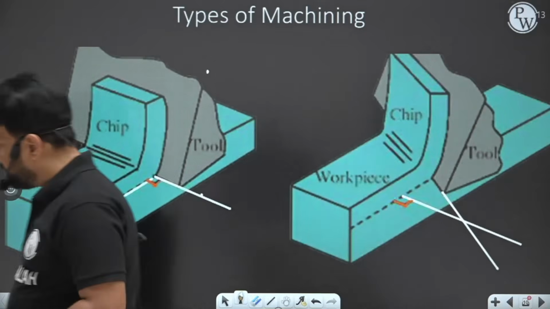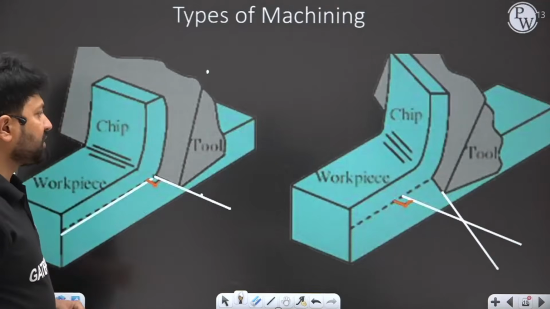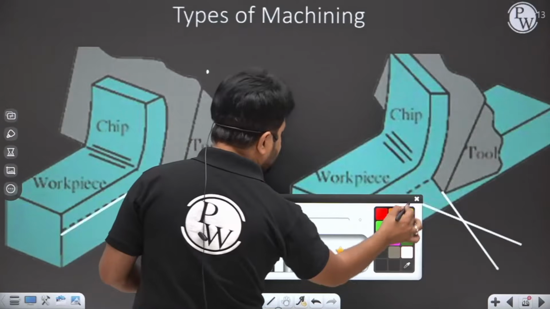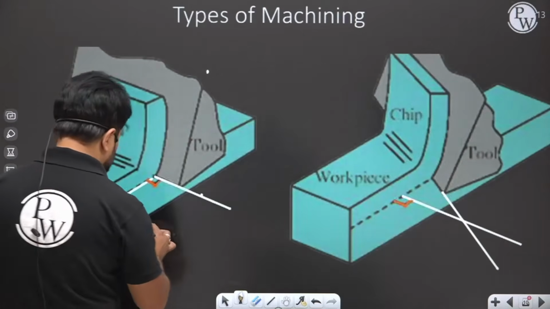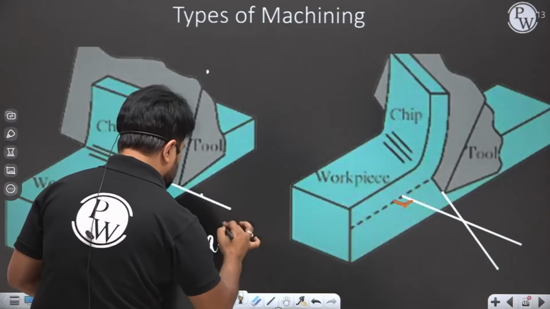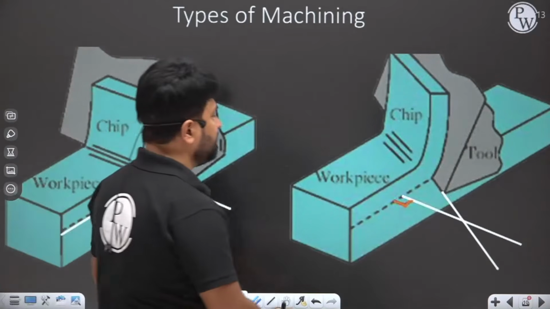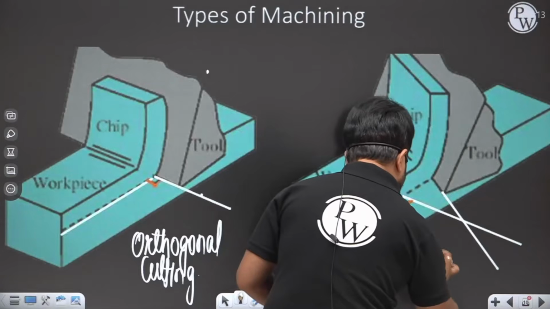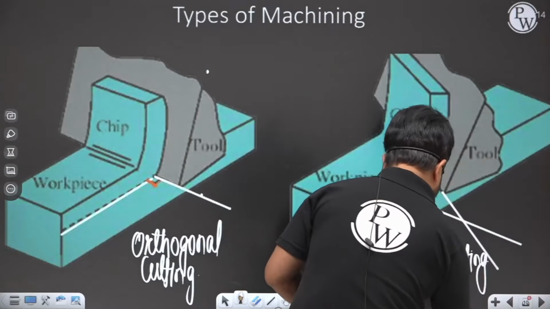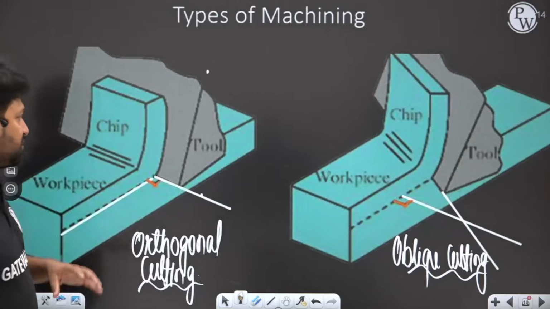Now, my dear, let's talk about the type of machining. There will be two types of machining: orthogonal cutting and oblique cutting. From the figure, I think the cutting will become clear.